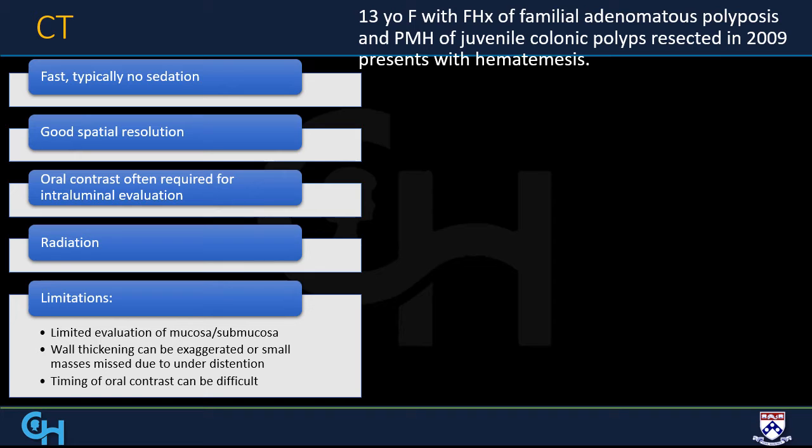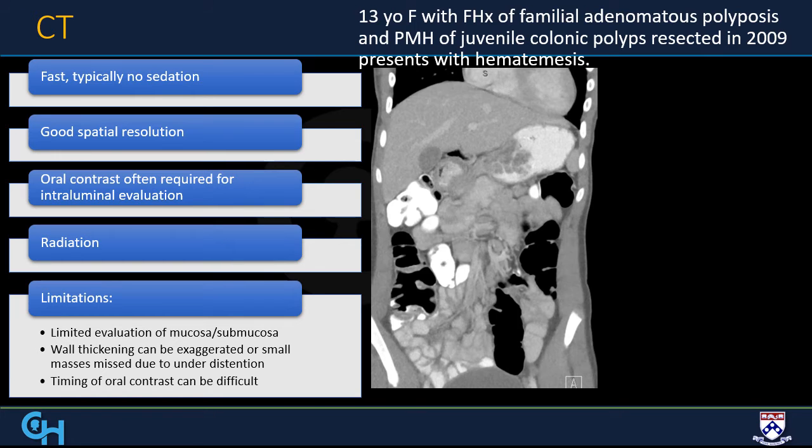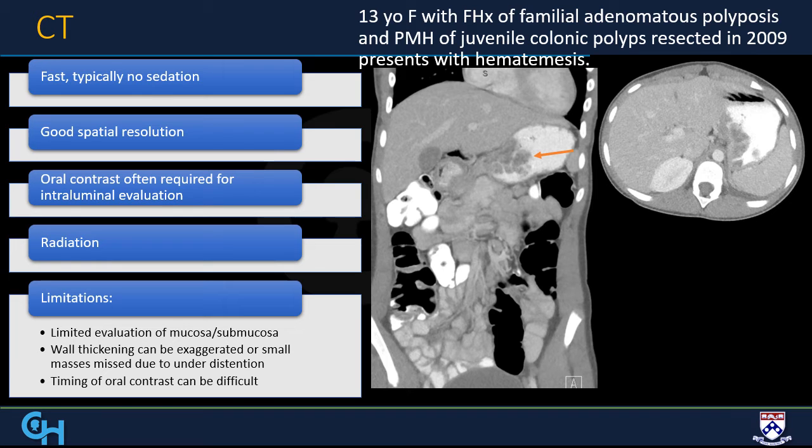Here is an example of a 13-year-old female with family history of familial polyposis syndrome and past medical history of juvenile colonic polyps, which were resected in 2009, presenting with hematemesis. She got a CT because she presented at the ED. Obviously, she has IV and oral contrast. We see these low-density lesions within the stomach. Here is a nice axial image showing the low-density lesions appearing to arise from the gastric wall.